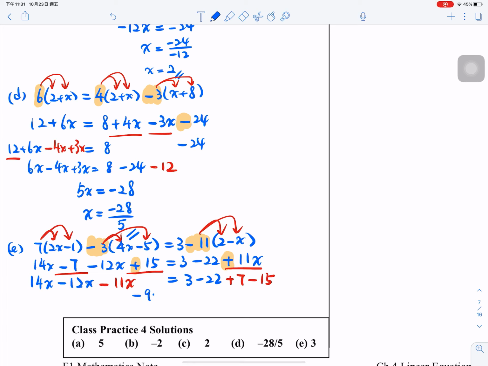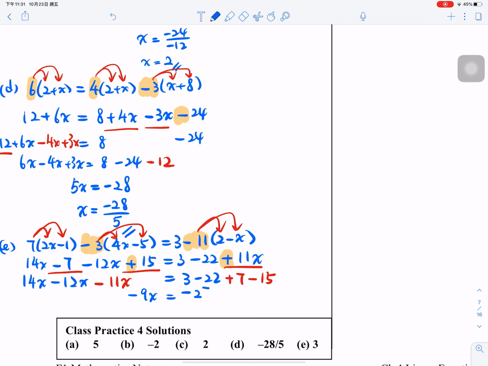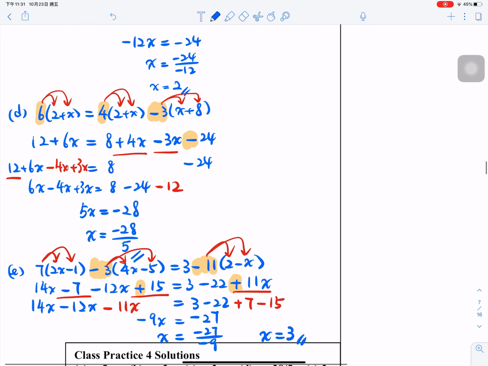Negative 9x equals negative 27, right? So as a result, x equals negative 27 over negative 9. So x equals 3 is the answer. Clear?